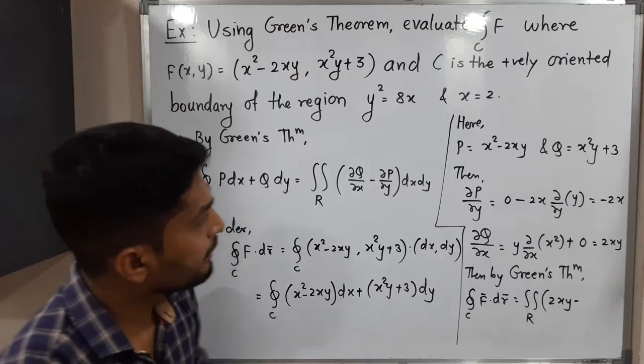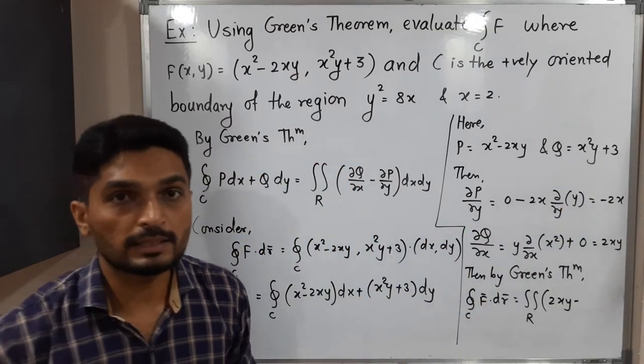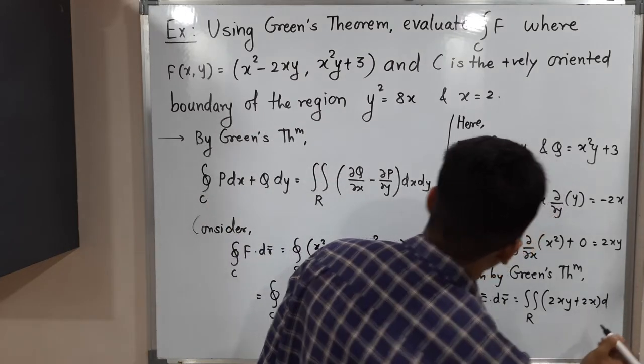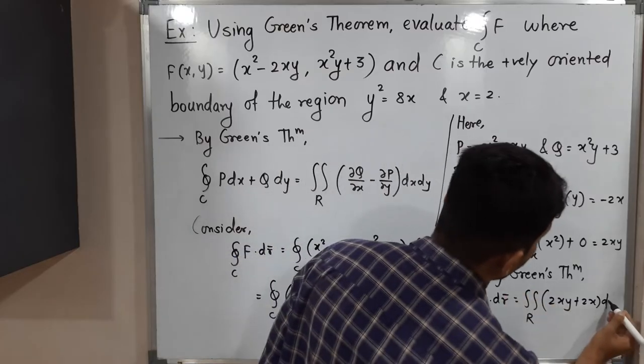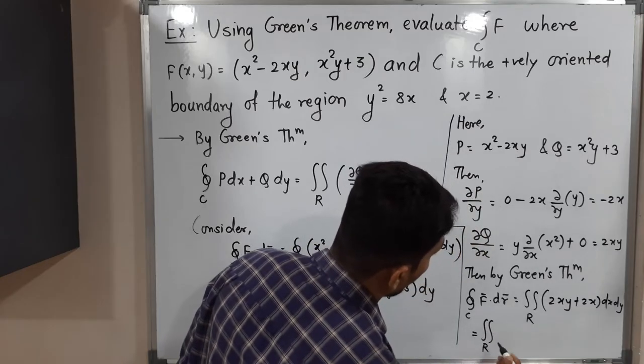What is my ∂P/∂y? It is minus 2x. But see, already there is a minus sign. So minus minus plus. And we have 2x. And obviously after that we have dx dy, right? dx dy. So this is equal to double integration over R.